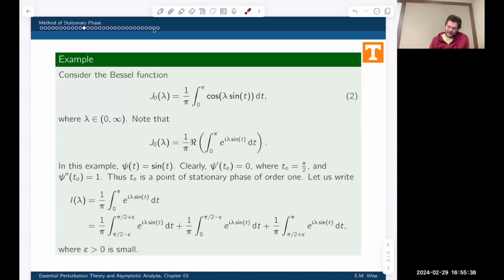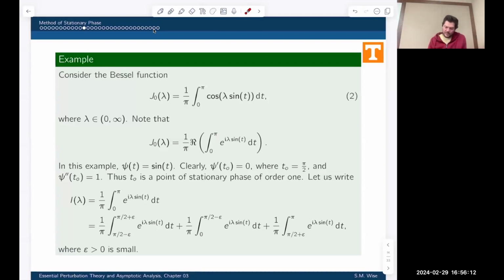All right, now in this case, here's our integrand, e to the i lambda sine t, and we're integrating from 0 to pi. This is very important that we recognize what the limits of integration are, because when we're doing stationary phase theory, we're only wanting to deal with the case where it has a single point of stationary phase in the interval of integration. So the interval of integration here is 0 to pi.